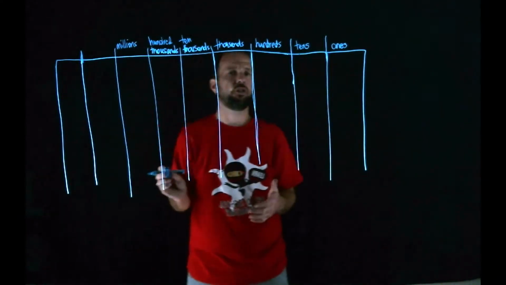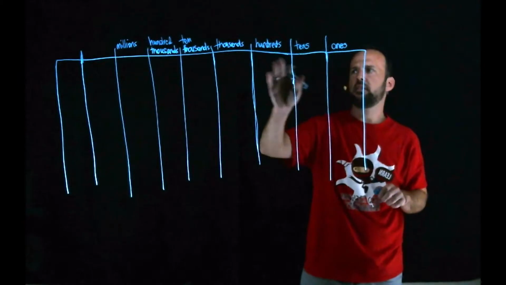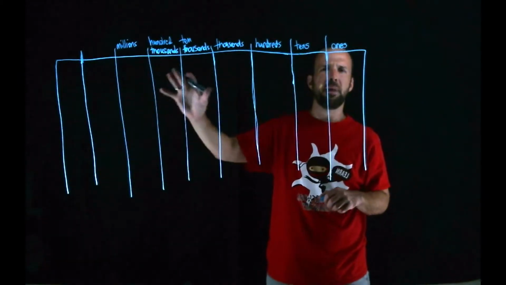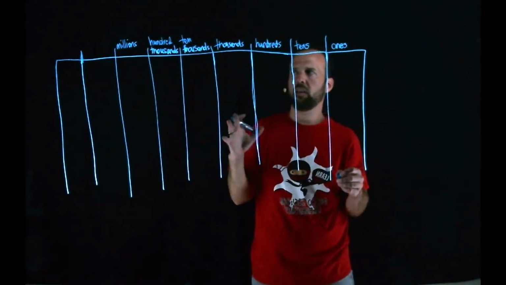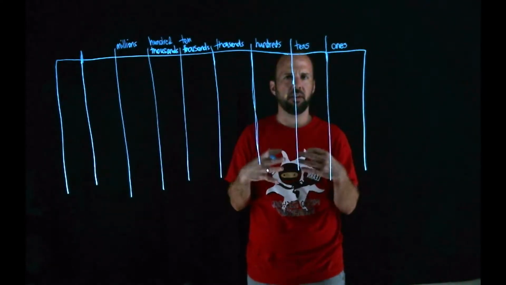But what I want you to do now is take a look at this chart and take a look at our ones, tens, hundreds, thousands, 10,000s, 100,000s, millions. See if you notice any patterns in this place value chart. Do you see anything that's familiar, anything that we have in common, anything that's similar, different, anything like that? Take a second, think about that.